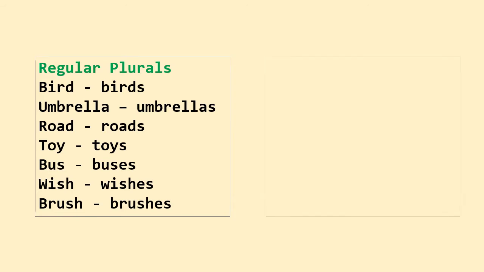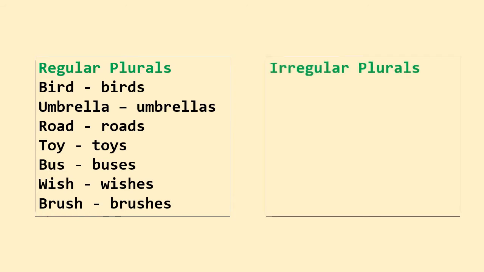Now we will learn about the irregular plurals. What are they? When we do not add s or es, then there should be some other rule or other way. Let's see. First example is man. How do we write the plural of man? Yes, we change the vowel. Man is the singular and its plural will be men.